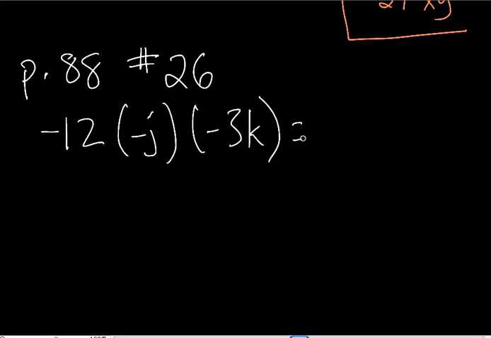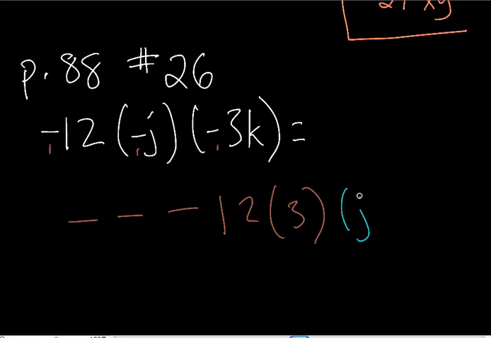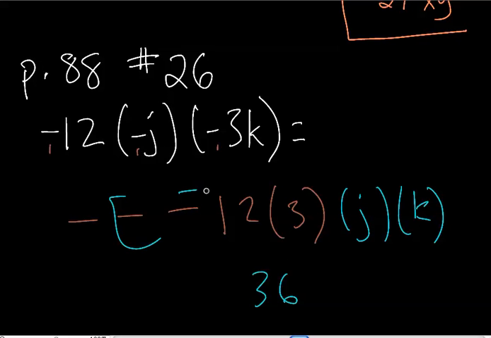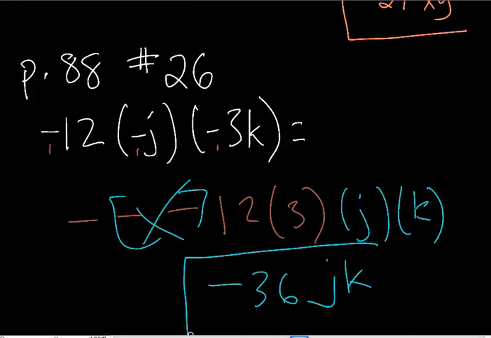Page 88, number 26. What you're going to want to do is the same method, okay? Count my negatives: 1, 2, 3. So 3 negatives. Put my numbers, 12 and 3, and then put my letters, J and K. Okay? 12 times 3 is 36. How many negatives? 2 of them cancel out. I'm left with 1. So the answer is -36JK. Some speed there, huh?